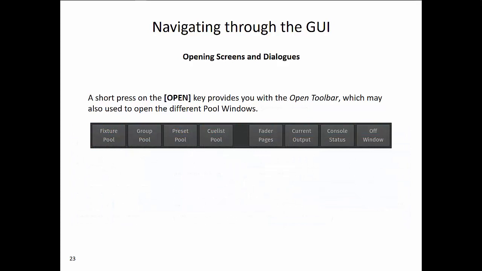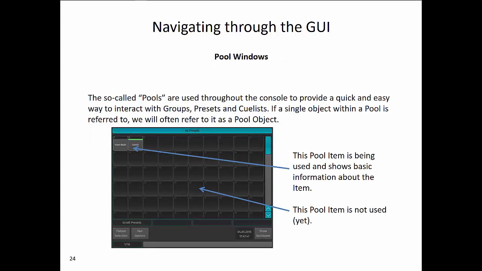Opening screens and dialogues. A short press on the Open key provides you with the Open toolbar, which may also be used to open the different pool windows. The so-called pools are used throughout the console to provide a quick and easy way to interact with groups, presets, and QLists. If a single object within a pool is referred to, we will often refer to it as a pool object. So the pool that the arrow at the top of the image is pointing to is showing basic information about the item. The lower arrow is showing a pool item that has not yet been used.